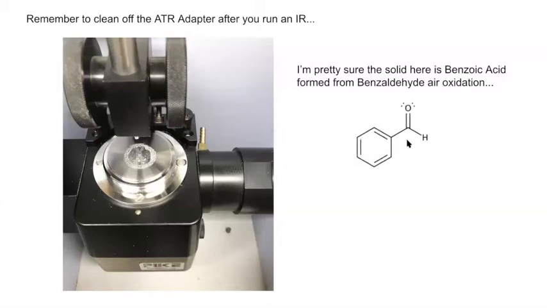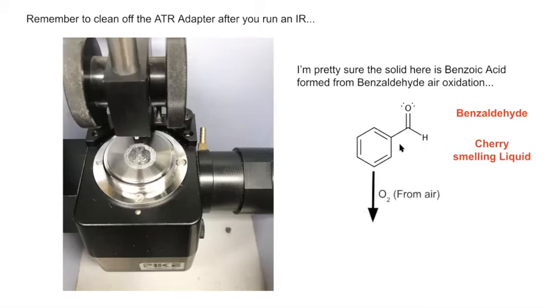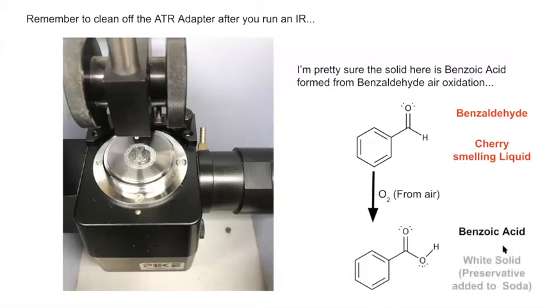So benzaldehyde here, it's the cherry smelling liquid. So it's a liquid, this is one of the unknowns we've been playing with, and oxygen from the air will oxidize it to benzoic acid, which is the white solid you see here. And it's also used as a preservative. You can add it to soda.